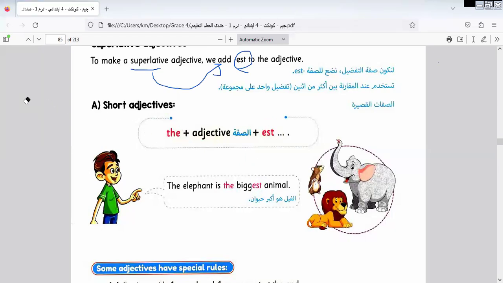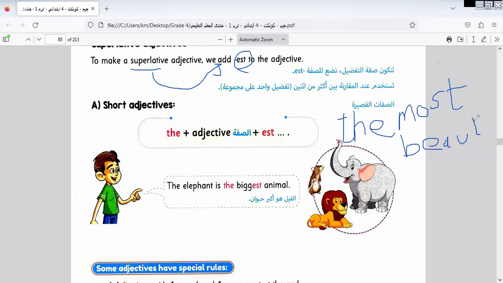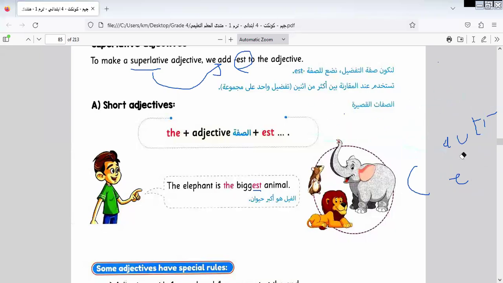If we have an adjective of more than one syllable, what can we do? We say the most plus adjective, for example, the most beautiful, or the most careful. Okay, this is called adjectives of more than one syllable. Adjectives of one syllable, we add the plus est. Here is the most beautiful, the most careful, and any adjective with more than one syllable, and so on. Let's continue the rest of the lesson.